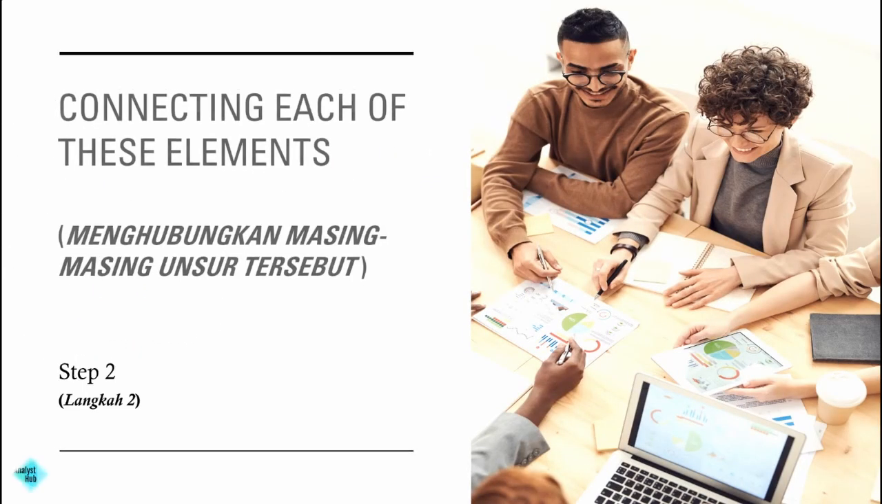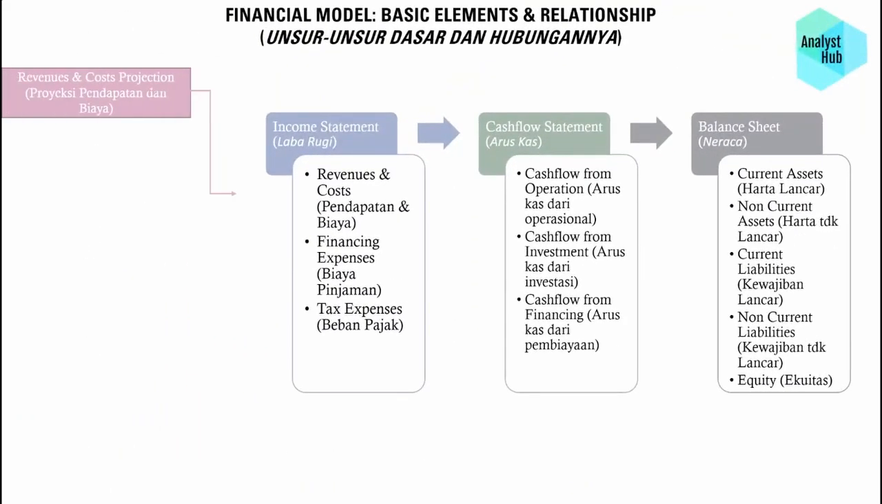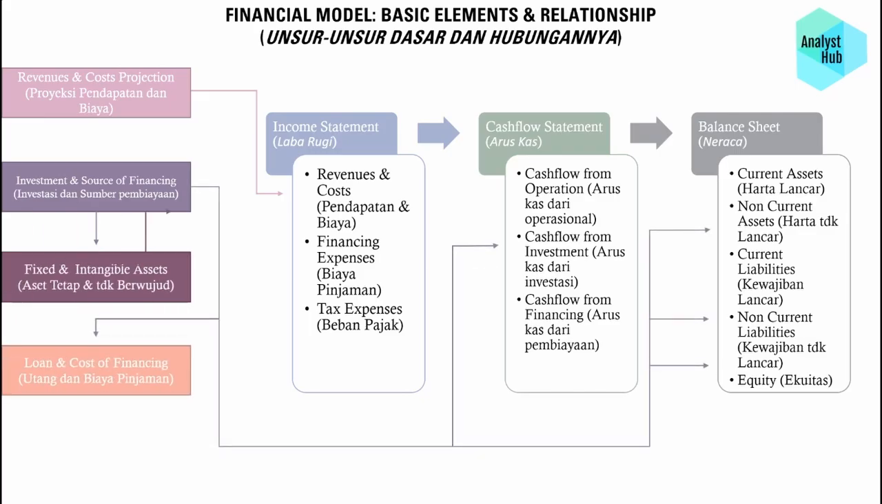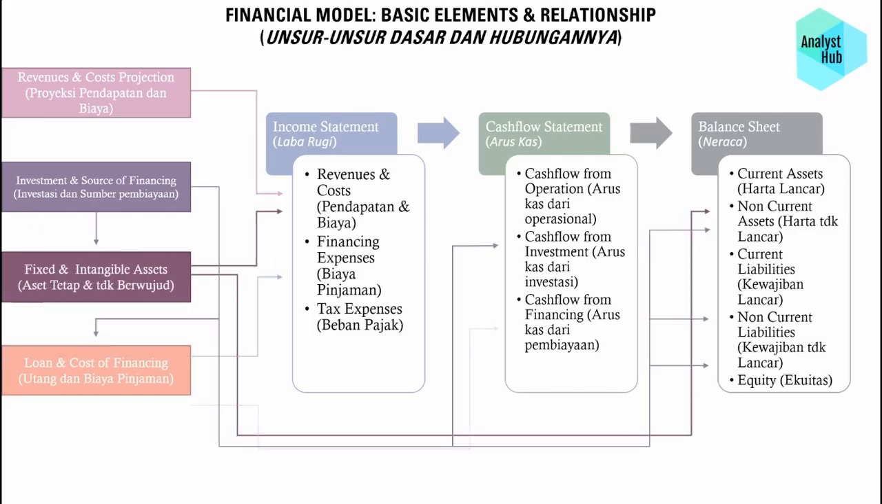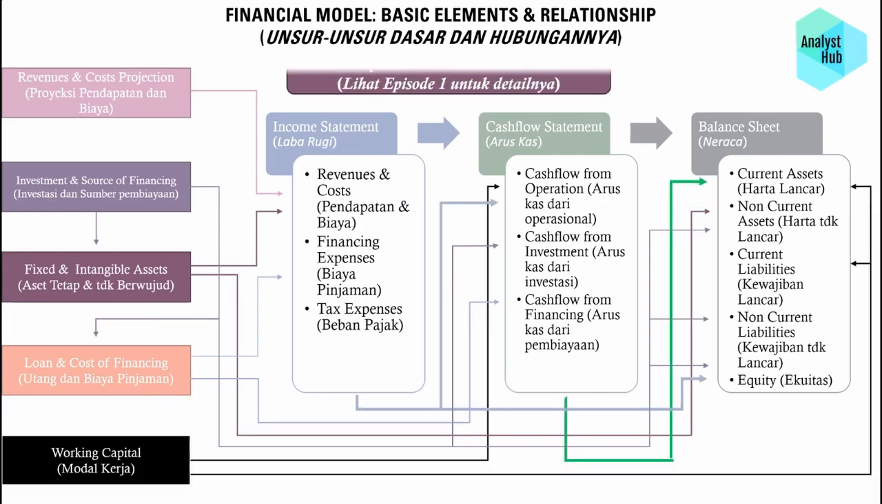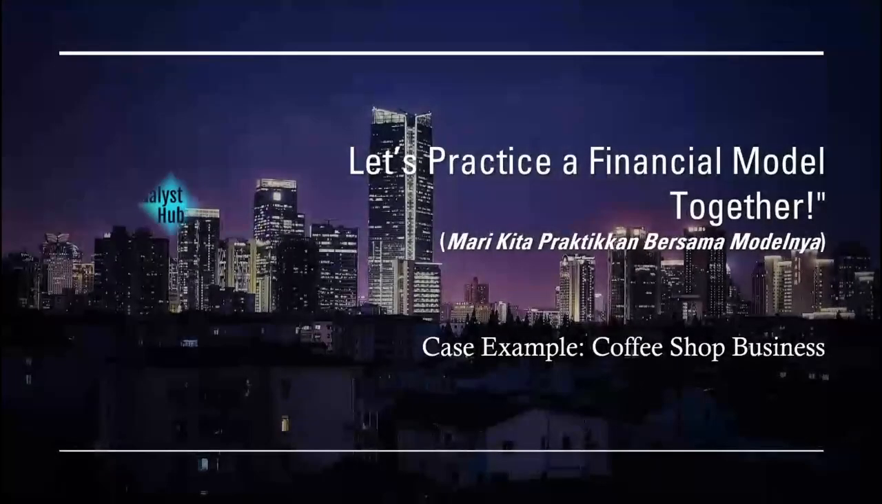The second step is connecting each component we've created into the financial model calculation. Here's a rough flowchart of how each part is connected to form the financial model. Feel free to take a screenshot or photo for reference. For the details, you can check back on episode 1. Now let's learn together how to create a financial model from start to finish.